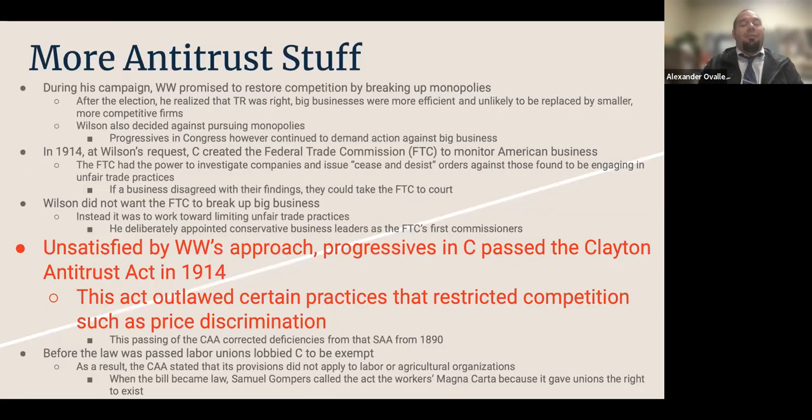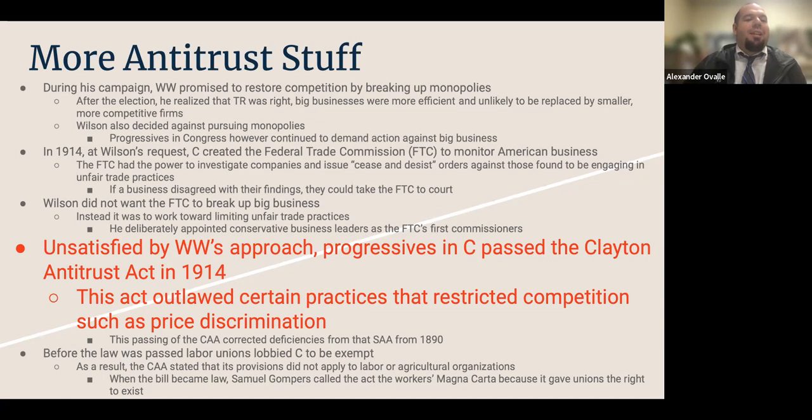More antitrust stuff. So not only is it Teddy Roosevelt going against trusts and Taft going against trusts, so did Woodrow Wilson. During his campaign, Woodrow Wilson promised to restore competition by breaking up monopolies. After the election, he realized that Teddy Roosevelt was right. Big businesses were actually more efficient and unlikely to be replaced by smaller, more competitive firms. Wilson also decided against pursuing monopolies. Progressives in Congress, however, continued to demand action against big business.